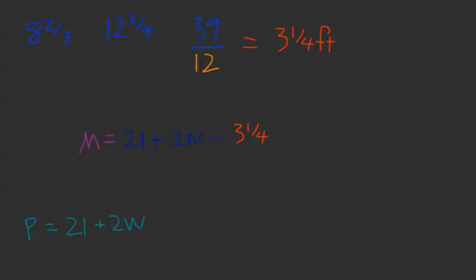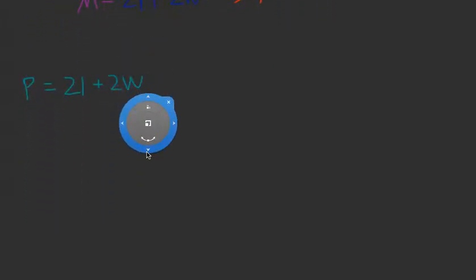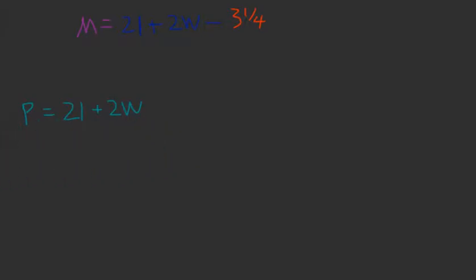All right, so then 10. In 10, they ask you to determine the amount of molding that you'll need based off of this equation. So let's make room for that. Let's erase this. Now we have the equation, and let's remember the dimensions. We have 8 2/3 and we have 12 3/4.